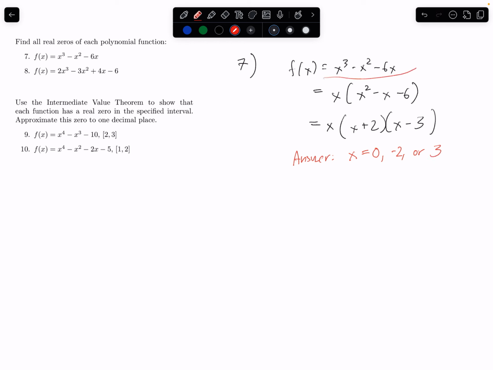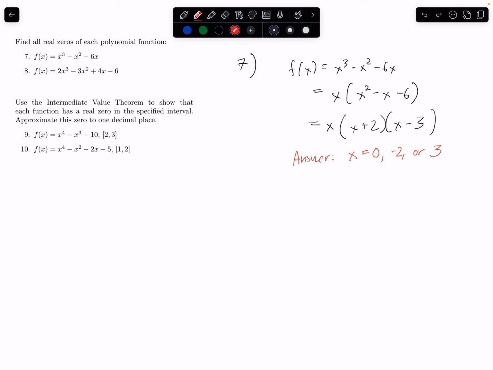And if you want to, you can check by plugging that in. 0 is obvious, right? If I plug in 0, it's going to be 0 minus 0 minus 0 is 0. So that's the obvious one. Negative 2 is going to be negative 8, minus 4, and then minus negative 6 is positive 12. Negative 8 minus 4 plus 12 is 0. So yeah, that works too. Okay, you can check like that, or you just trust that we did it correctly.